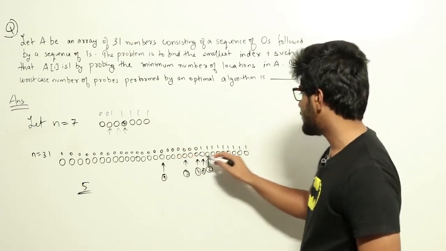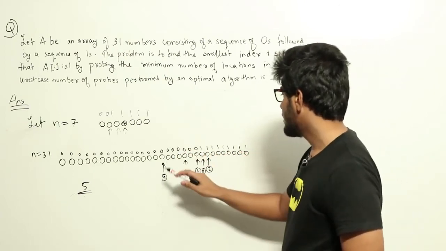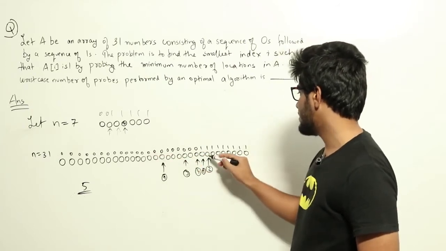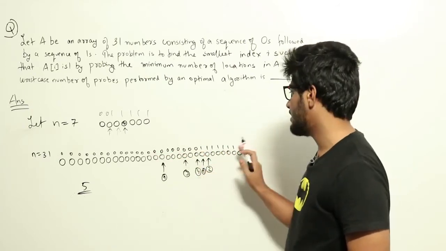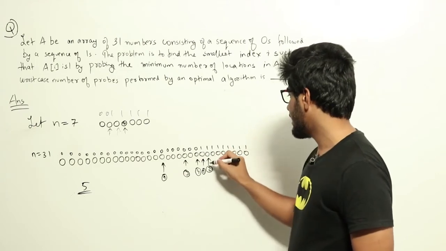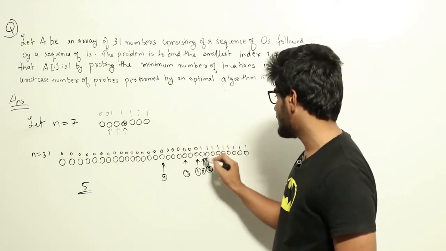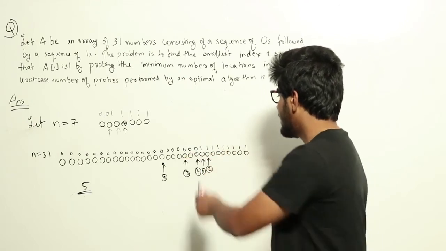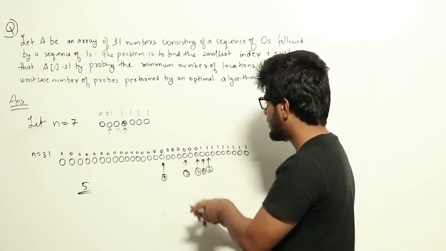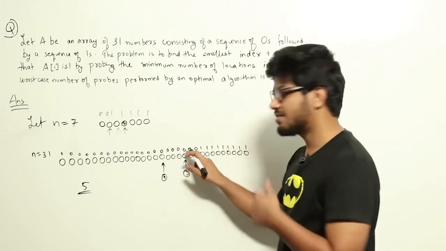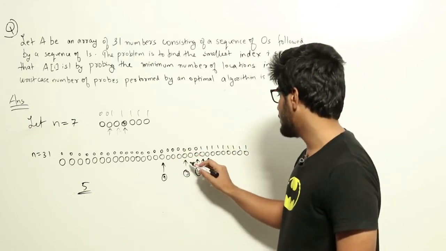To the right side, there are 15 elements. Out of 15, the middlemost one is at position 8 in the right side. So I will probe here. I will see it is 1, meaning I need to check to the left side. To the left side, there will be 7 nodes. I will take the middlemost one. This is my third probe. I see that it is 0. I need to continue probing to the right side.